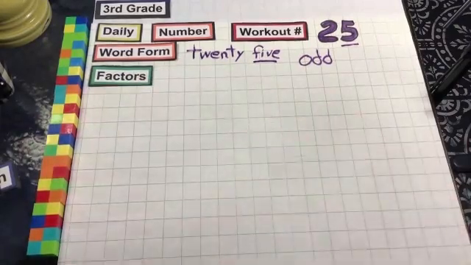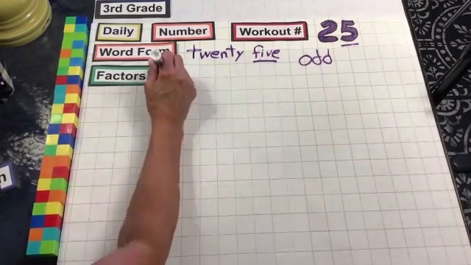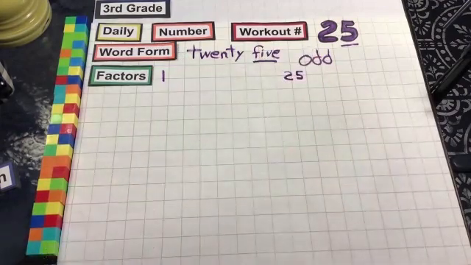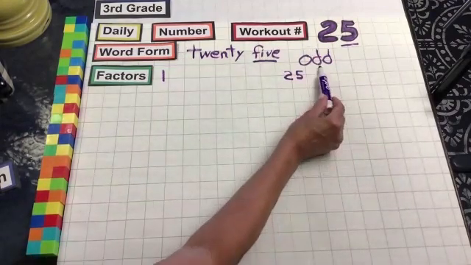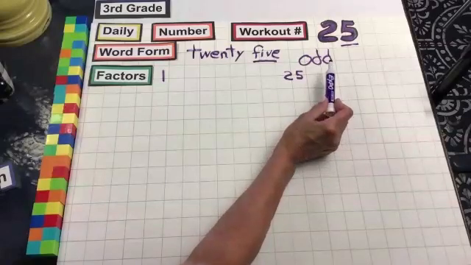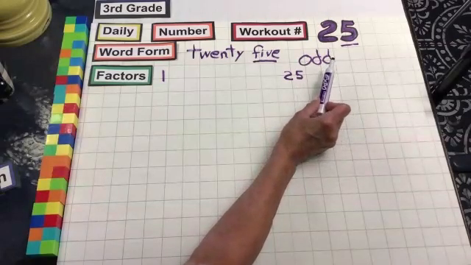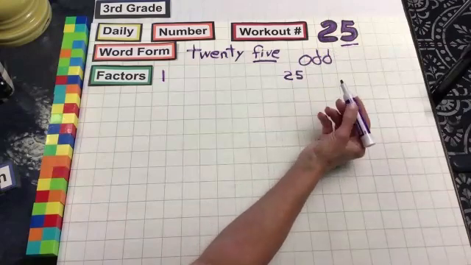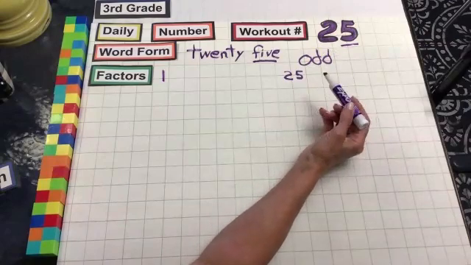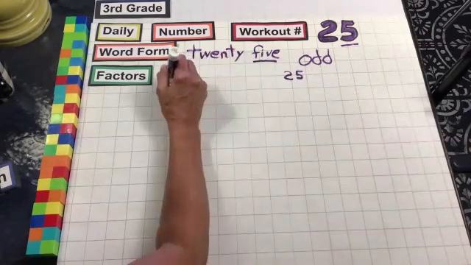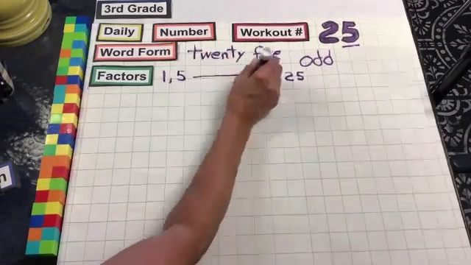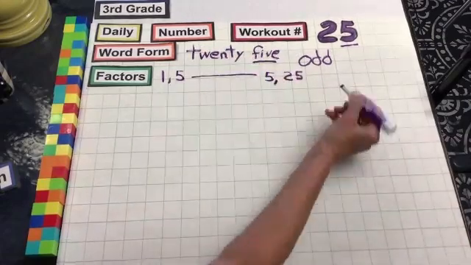That is two numbers multiplied to get that number. So we know 1 times any number is itself. So 1 times 25 is 25. 2 doesn't go in because it's odd. 3 does not go in because 3 times 8 is 24, and then 3 times 9 is 27, so 25 is in the middle of those two. 4 does not go in. 5 does. 5 fives make 25. And we know we're done because there are no numbers in between 5 and 5.